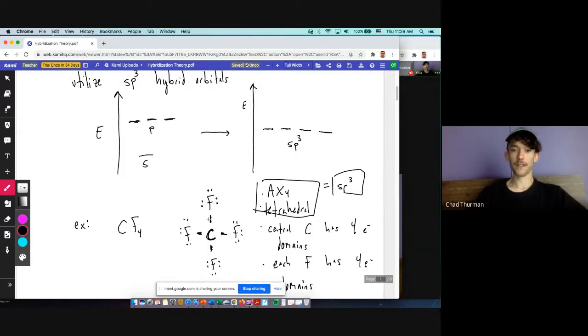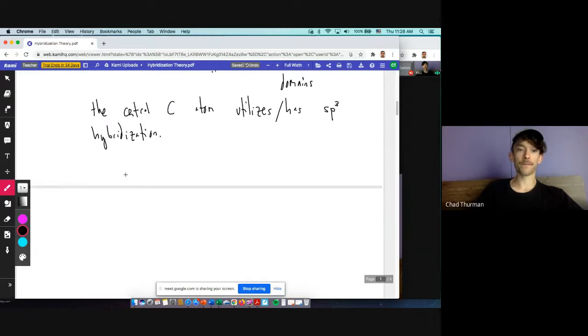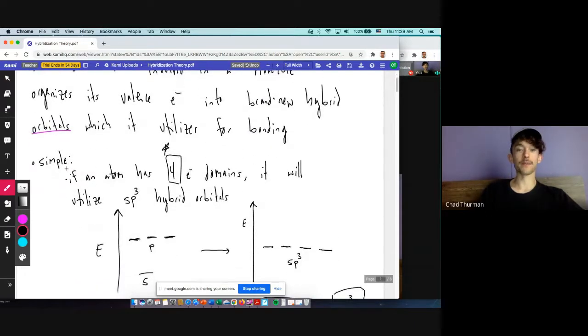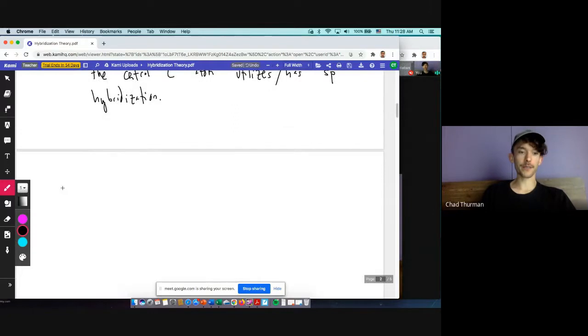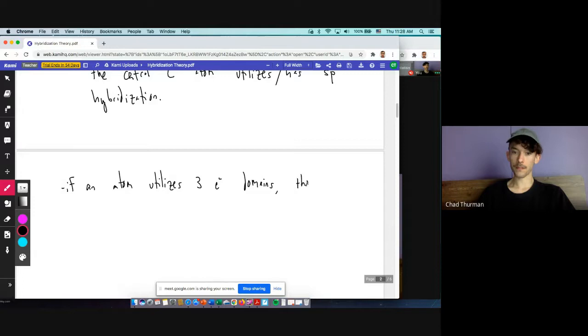Okay, let's look at another example. I'm still going through the simple way, and I'll make this a little bit more complicated in a moment for those of you who care, but this is really all you need to know. All right, so next I want to tell you that if an atom utilizes 3 electron domains in the molecule, we're talking about atoms in a molecule, then it will utilize sp2 hybridization.